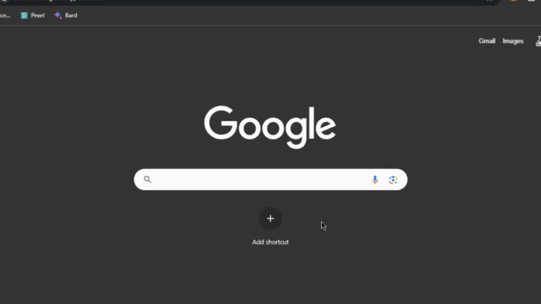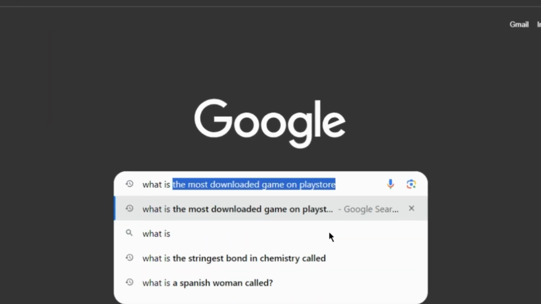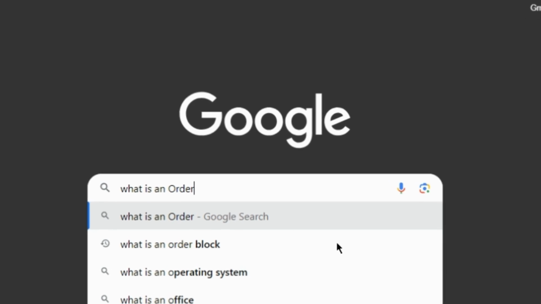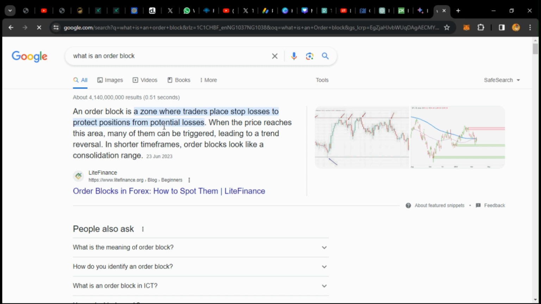However, if you search on Google, what is an order block? What you get is quite different. On Google it says an order block is a zone where traders place stop losses to protect positions from potential losses. When the price reaches this area, many of them can be triggered, leading to a trend reversal in shorter time frames. Order blocks look like a consolidation range. Well, this definition is not really explaining what an order block is.